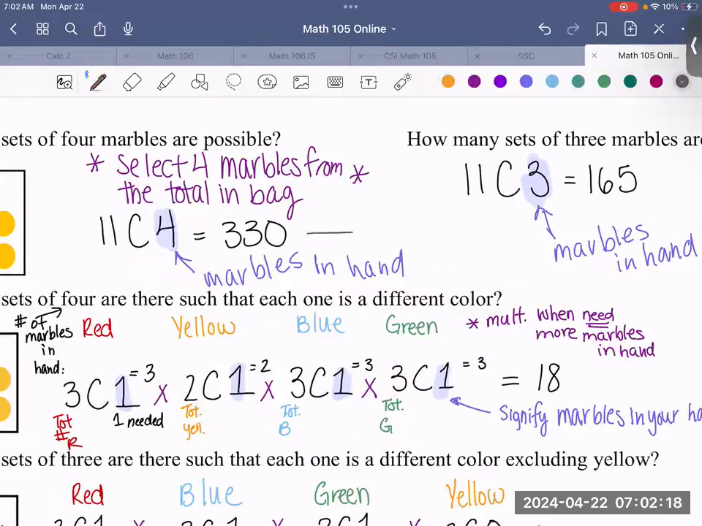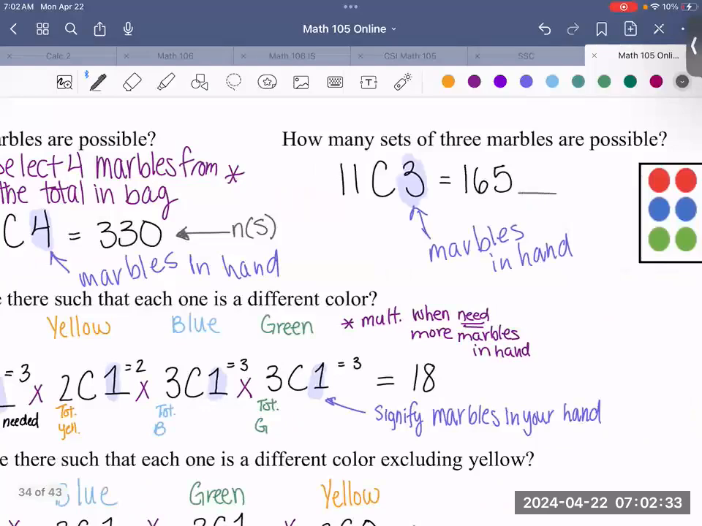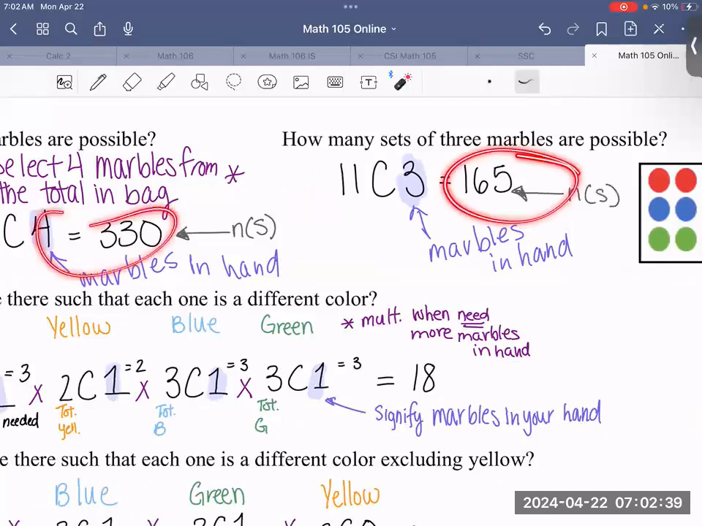This is going to be the total number of possibilities, the total number of outcomes. So based on whether we're pulling 3 or 4, the bottom number here will end up changing.